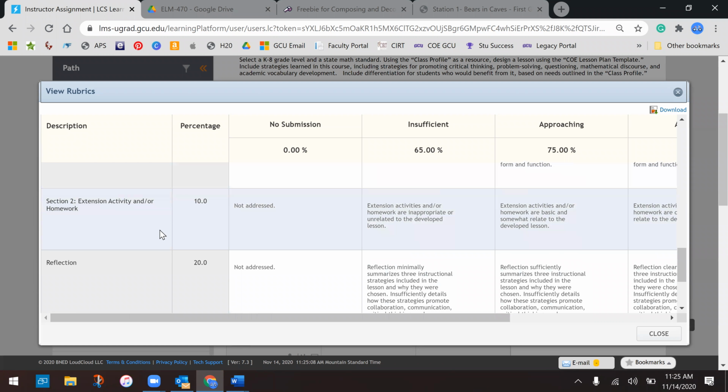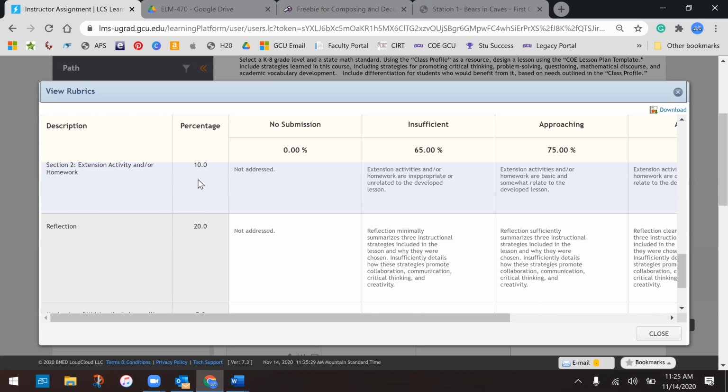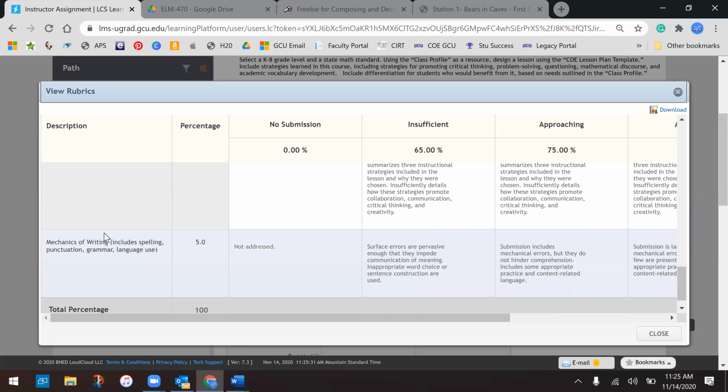And then your extension activity. This should be aligned to your objective as well, and it could be more practice of the same thing, or it can extend their learning beyond what they've already done. So it might include some word problems or some real life activities. Go home and find equal groups in your cupboard or things like that. And then your reflection and mechanics.